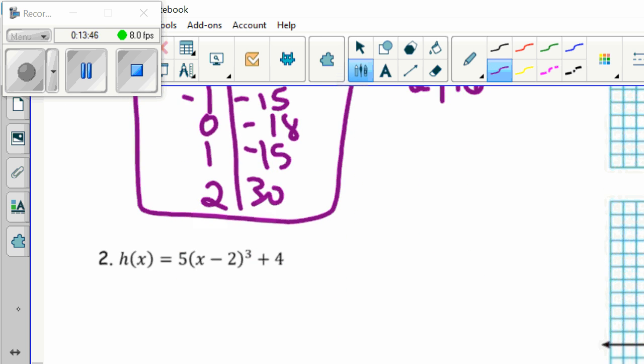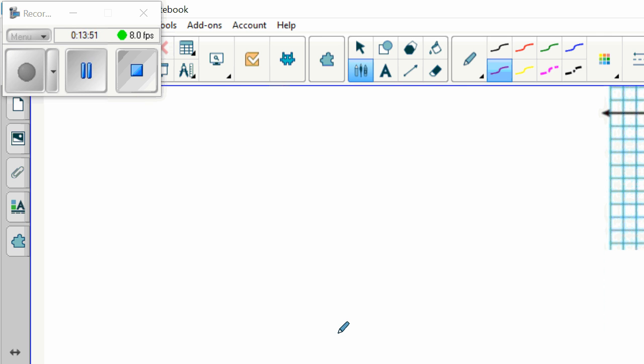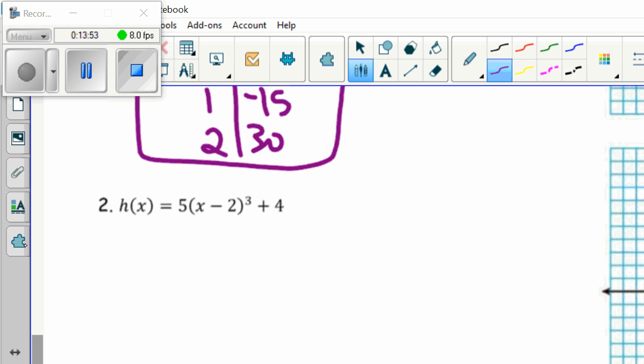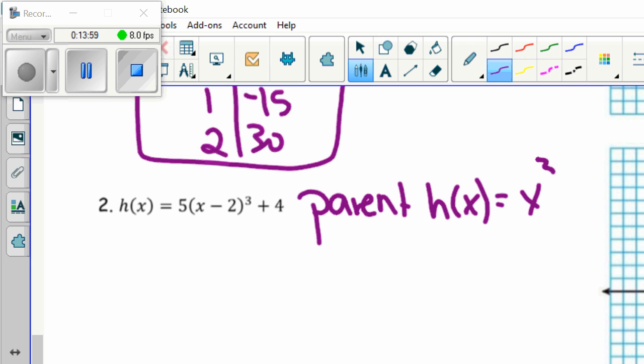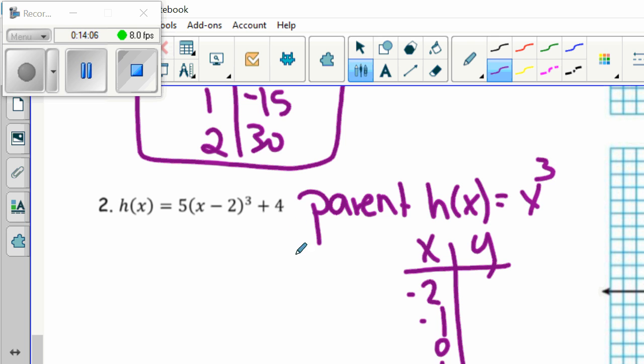So number 2, h of x equals 5 times x minus 2 quantity cubed plus 4. So let's talk about what the parent function is. The parent function is h of x equals x cubed. Let's make an xy table of our parent. Again, I'm going to pick the same numbers, -2, -1, 0, 1, and 2. If I plug in -2, -2 cubed is -8. -1 cubed is -1. 0 cubed is 0. 1 cubed is +1. 2 cubed is +8.